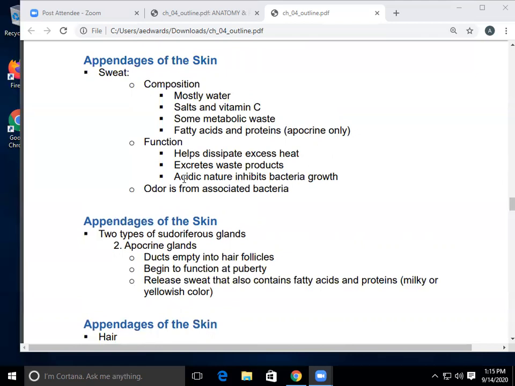So in the case of apocrine glands, which we're going to talk about next, that sweat can also have proteins or fatty acids in it. So sweat, what does it do? It helps you dissipate heat. Most of us sweat when we're really hot, right? So it allows us to cool down and get rid of heat, get rid of waste. It also helps to inhibit growth of bacteria because it's very acidic.